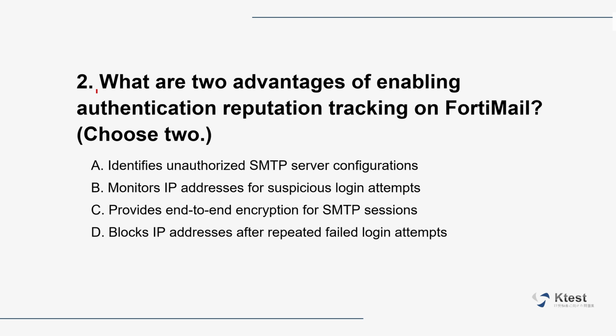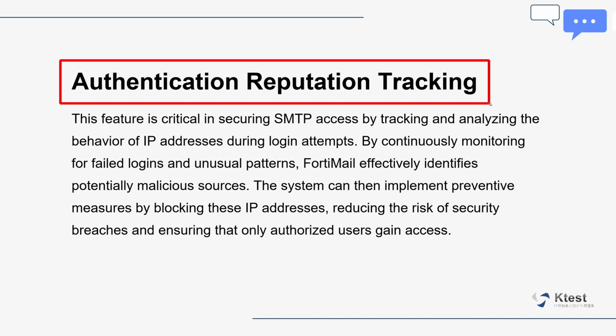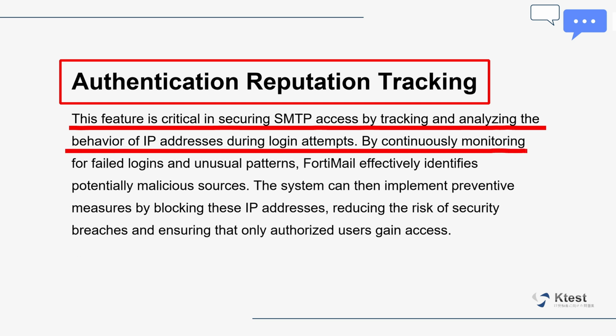Question 2. What are two advantages of enabling authentication reputation tracking on Fortinet? The knowledge points of this question are: authentication reputation tracking. This feature keeps an eye on IP addresses that try to connect to the mail server and logs when they fail to log in properly. If an IP keeps failing, it gets blocked, helping to stop potential hackers or spammers from getting access.